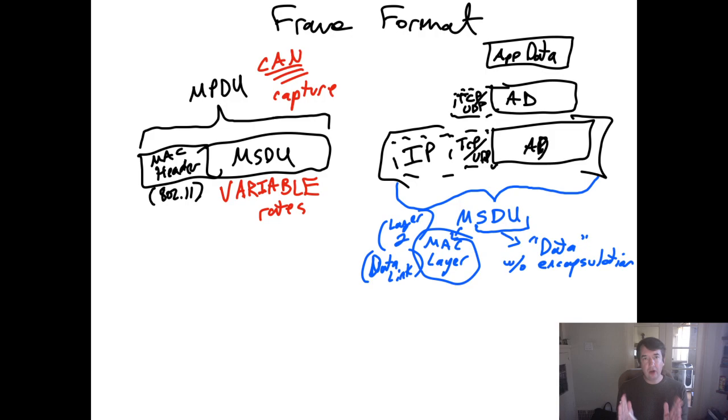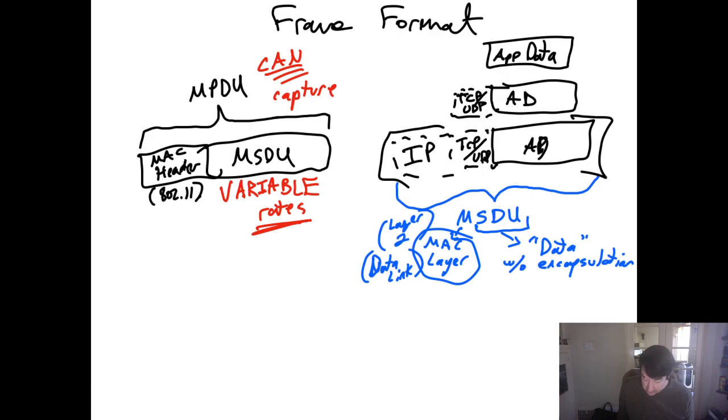If you have one MPDU and it has a low rate, that one MPDU is going to take up lots of channel time, and then you don't have as much other channel time available for other client devices, other packets of data, etc. So we want high data rates, and we do get variable data rates in the MPDU. So that's the part that we can capture.